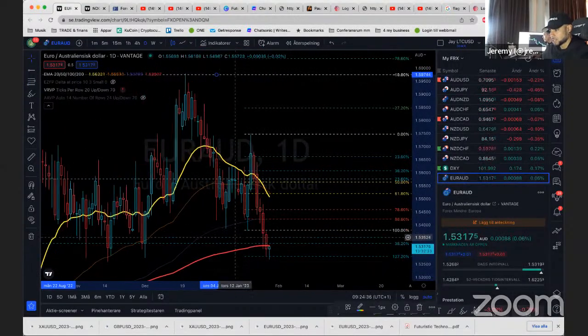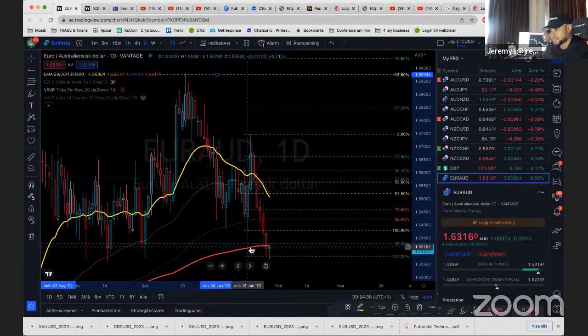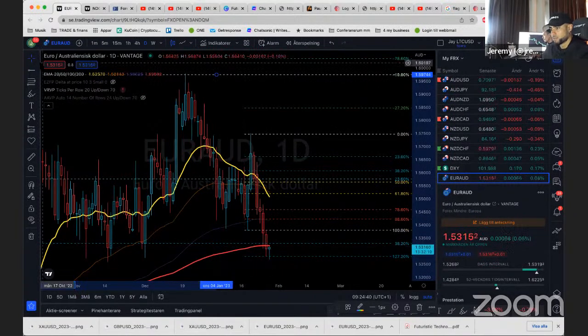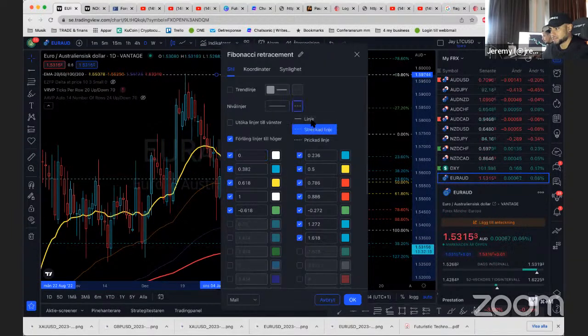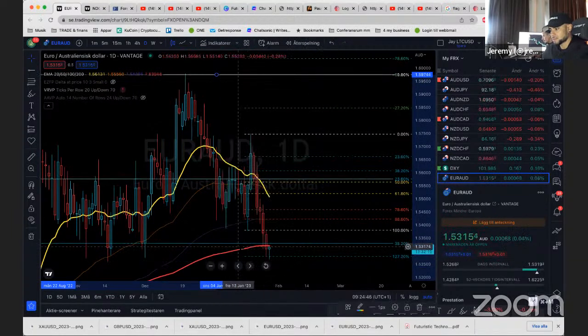Okay, guys, I jumped the gun. So we have one last level to crack before we can enter this, and that is the 38.2 retracement. We came from above.